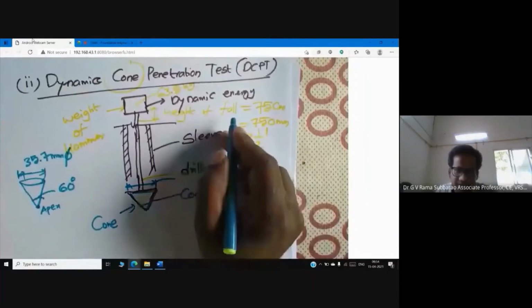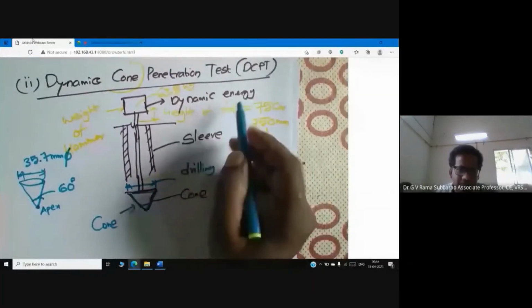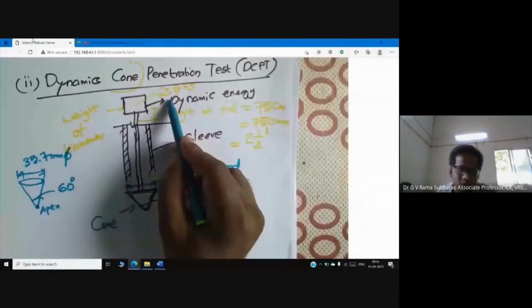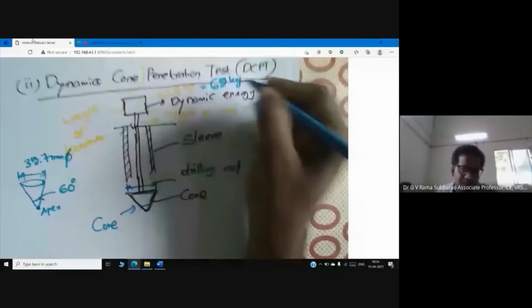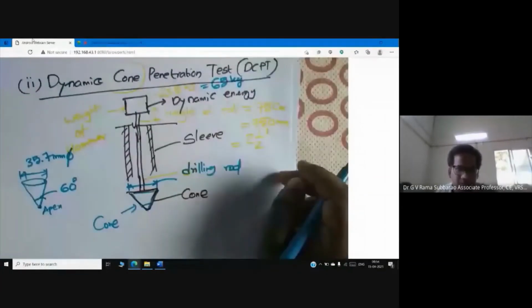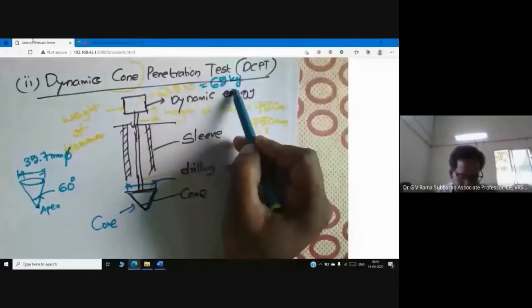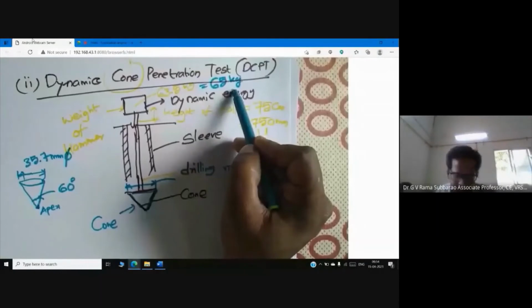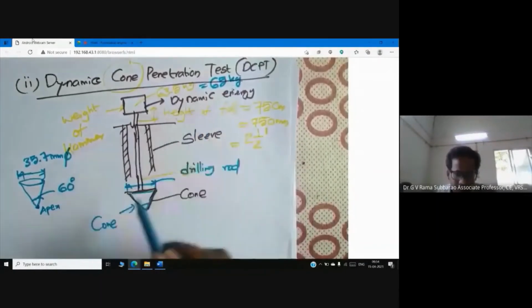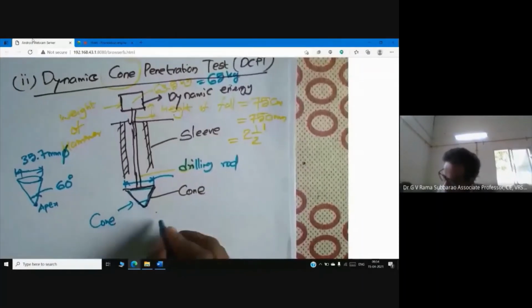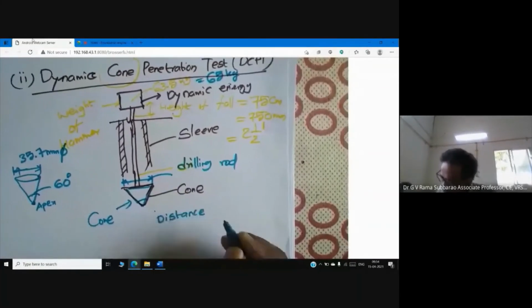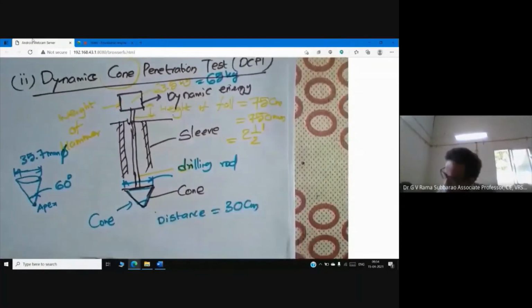So here the weight of the hammer is 63.5 kg. Some books may round it up and write 65 kg, because we may not remember that figure 63.5 particularly. Sometimes books also write 65 kg. There is no issue. And also the height of the fall, it is very important, 75 centimeter. Now we are driving the cone through a distance of 30 centimeters. That means if you are not able to remember, 1 foot.